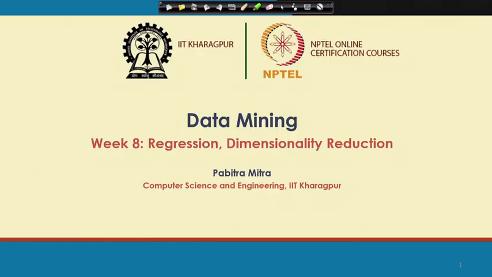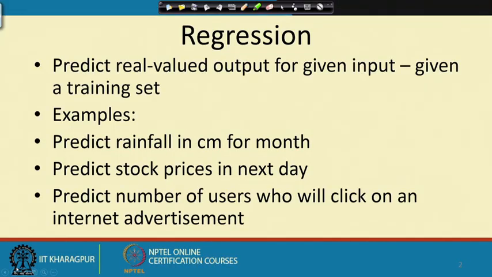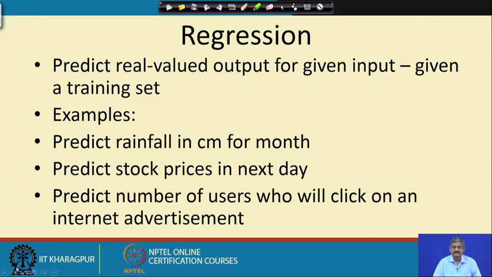We will now discuss another data mining problem known as regression analysis. So, in this week, the 8th week, we will discuss regression analysis along with a few other techniques that are essential for data mining. We had previously studied mainly two important data mining classes besides association rule mining.